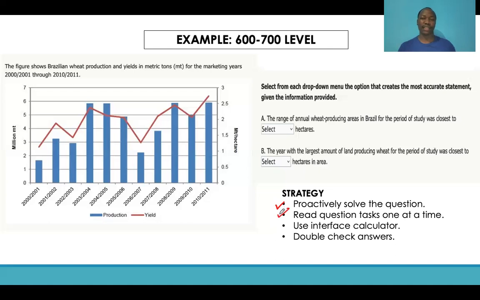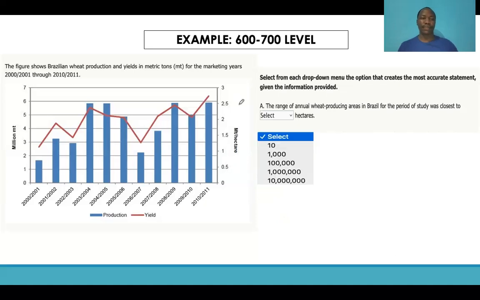This will help you avoid errors, especially since sometimes you'll be tested on some complex mathematical concepts. That calculator will really help you save time and avoid unnecessary errors. Then, of course, double check your answers to make sure the answers you're providing are correct. That requires that you go back to the graph, confirm the information, and make sure it relates to the question you're asked. You can go ahead and pause the video, try the example, then play it and we tackle it together.